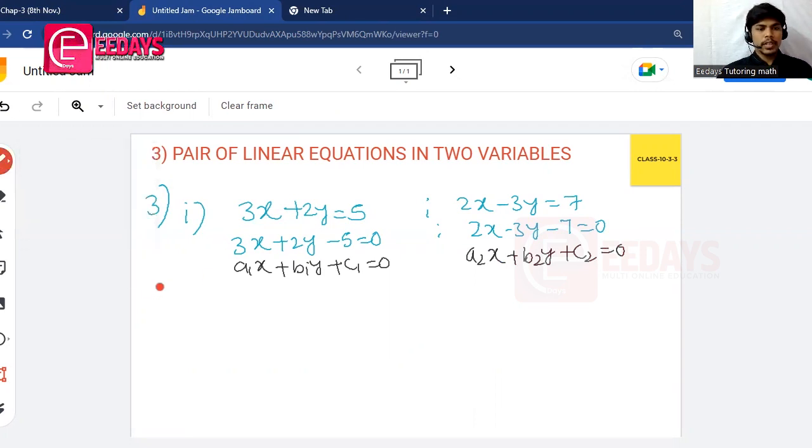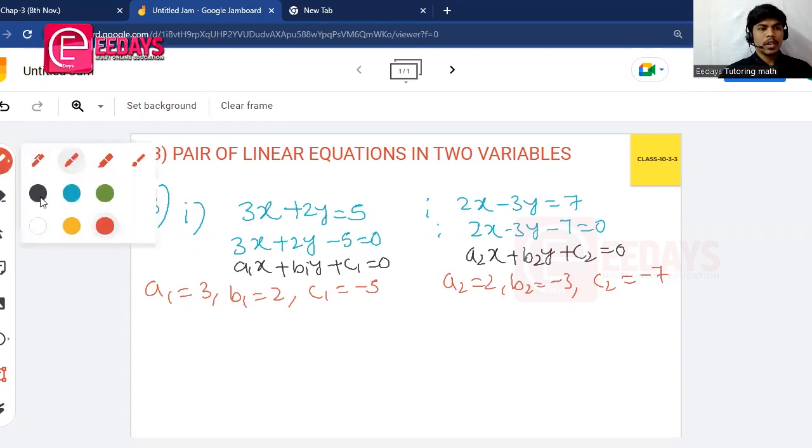Write the ratios a1 by a2. Let's find a1, b1, c1 and a2, b2, c2. Here a1 is equal to 3 and b1 is equal to 2. c1 is minus 5. a2 is equal to 2, b2 is equal to minus 3 and c2 is equal to minus 7.